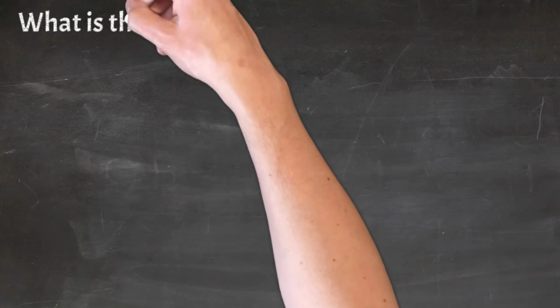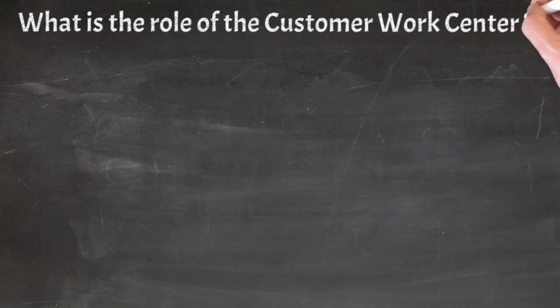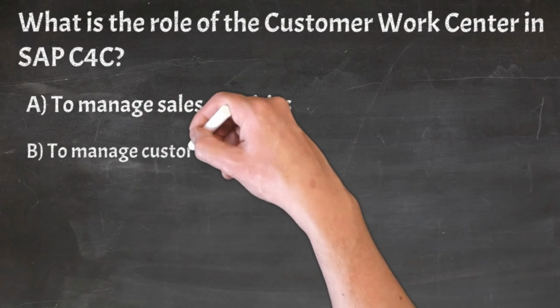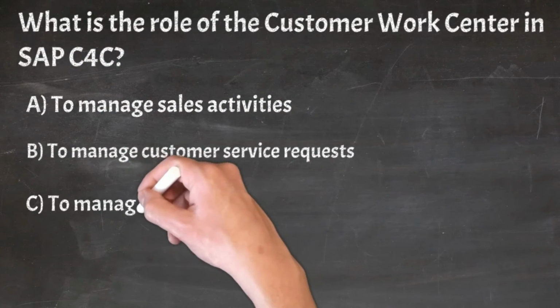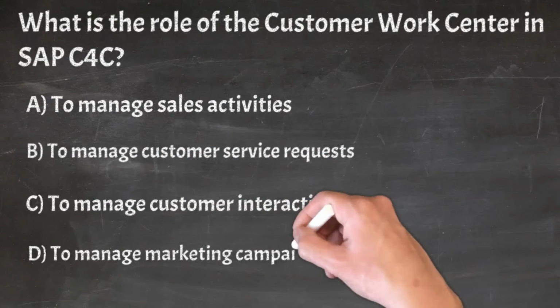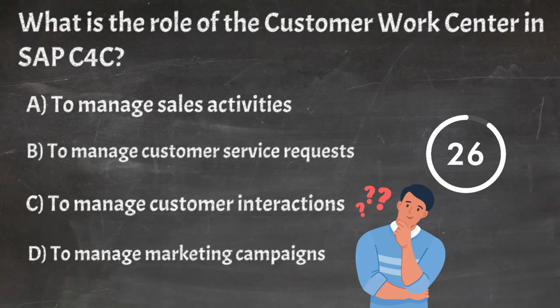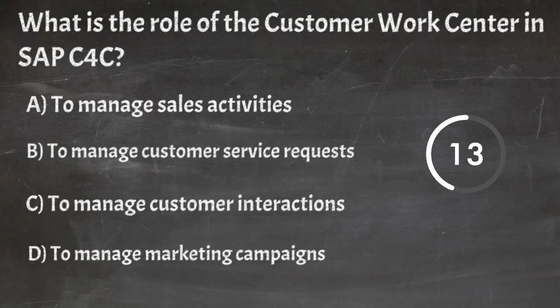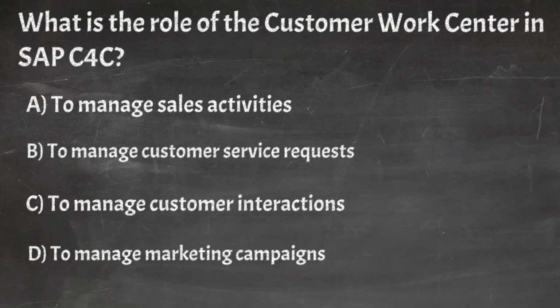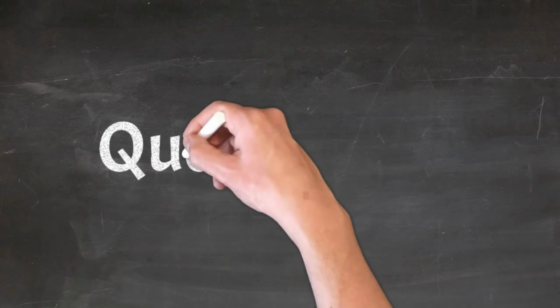Question 29. What is the role of the Customer Work Center in SAP C4C? A. To manage sales activities. B. To manage customer service requests. C. To manage customer interactions. D. To manage marketing campaigns. Correct answer C.